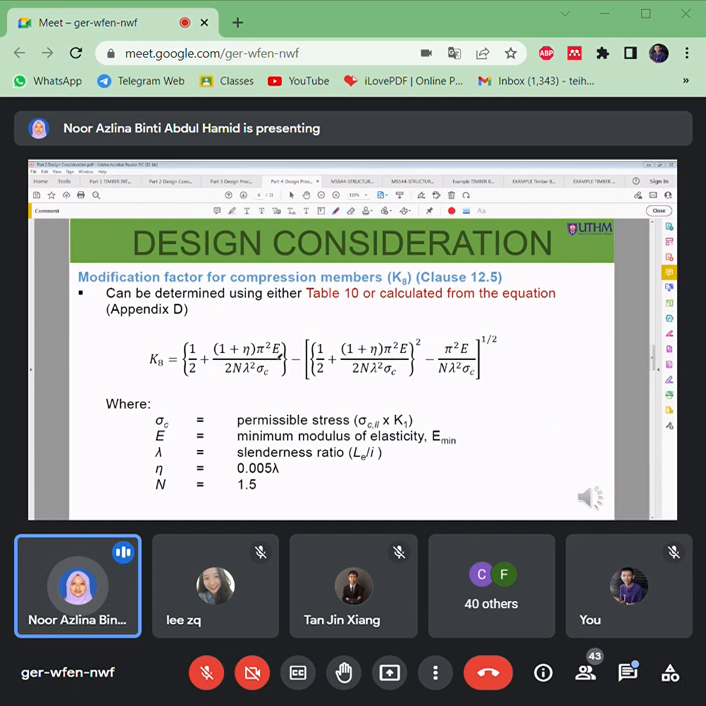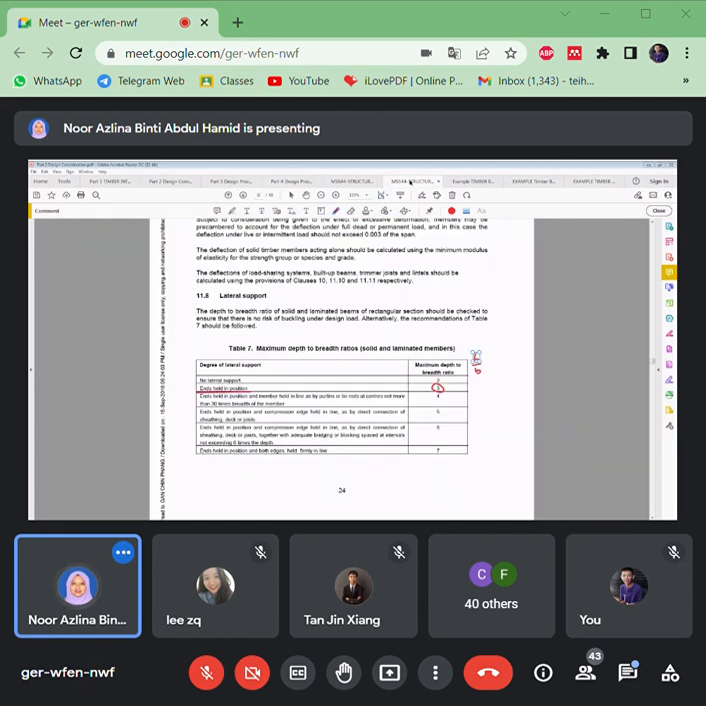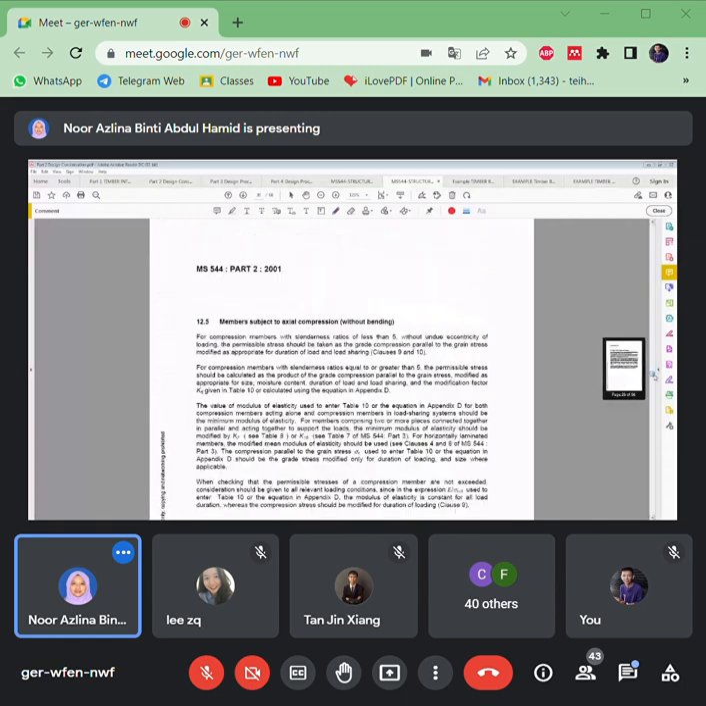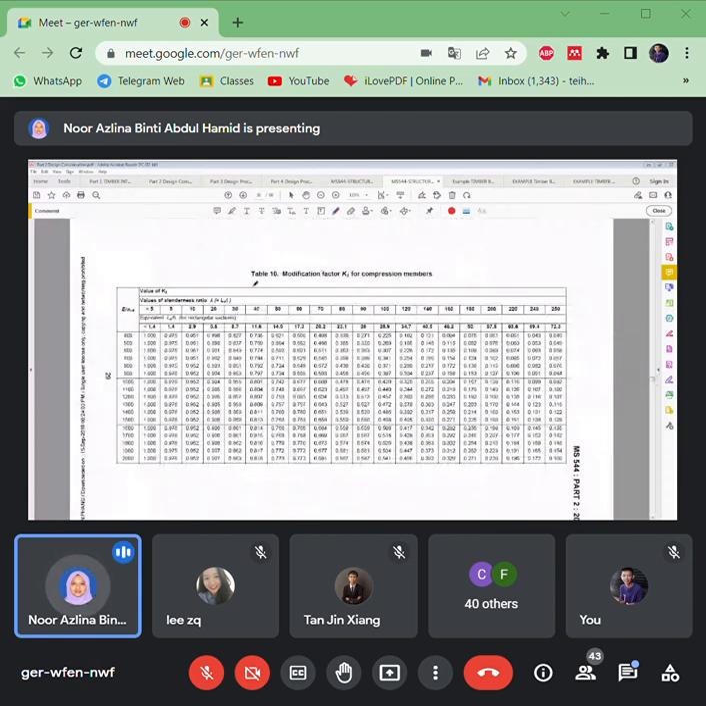Okay, so this is another modification factor for the columns, which is K8. These are all the equations and formulas for the columns, and you can also refer to Table 10. So this is Table 10, for modification factor K8 for compression members.